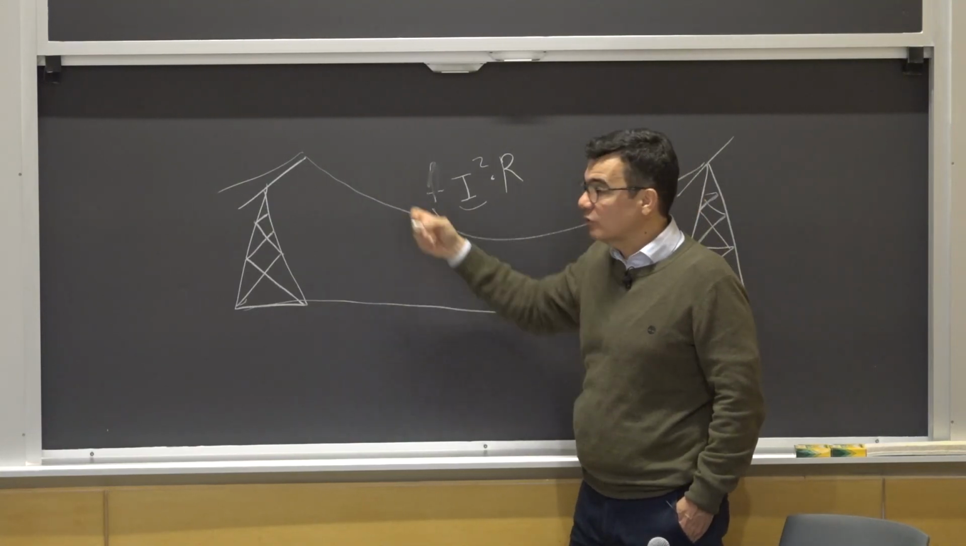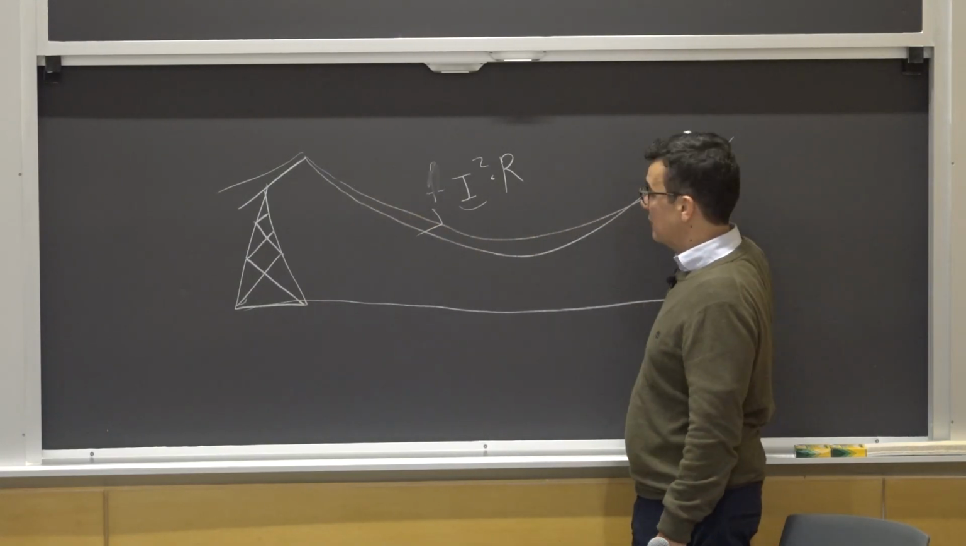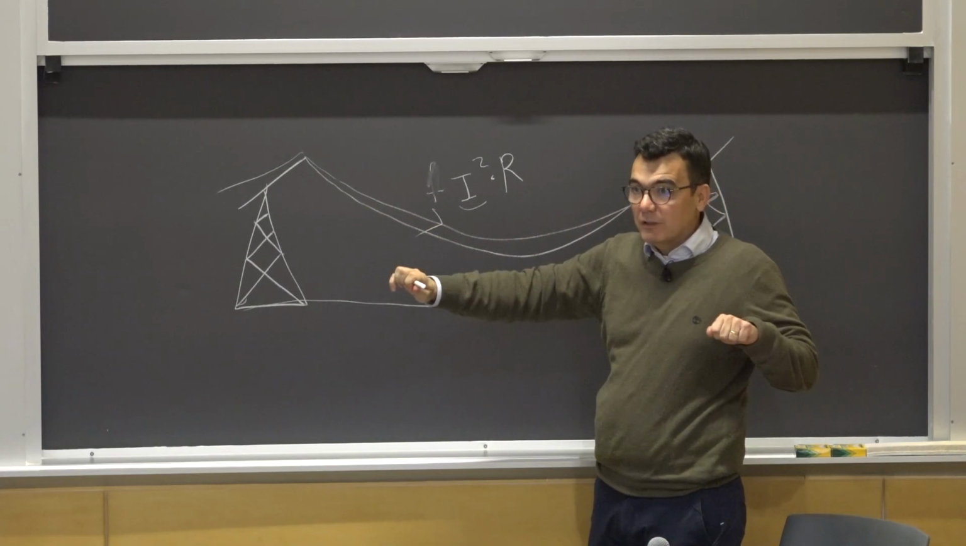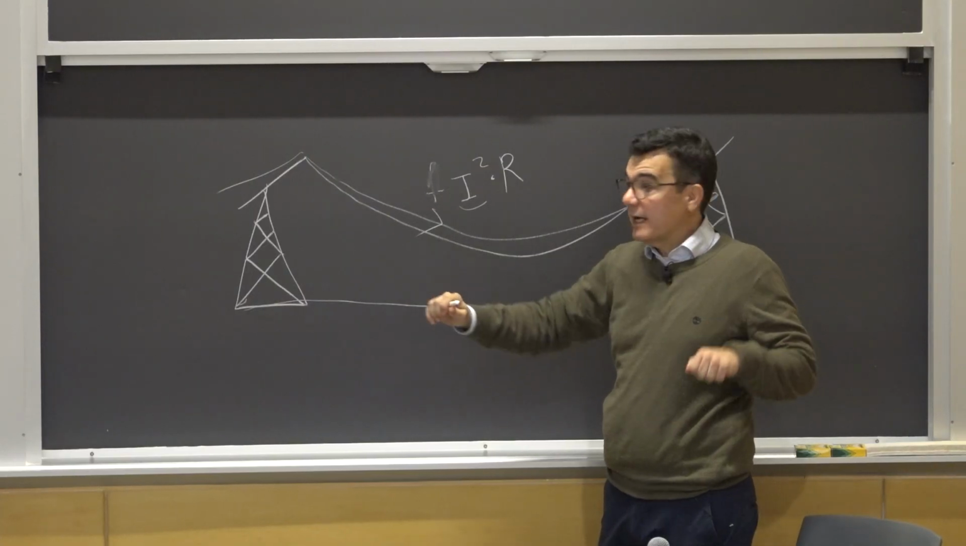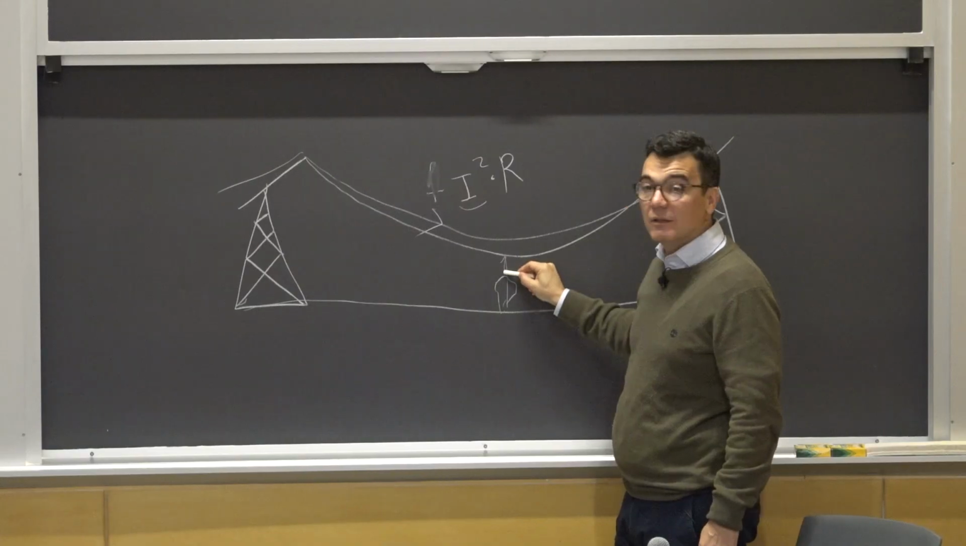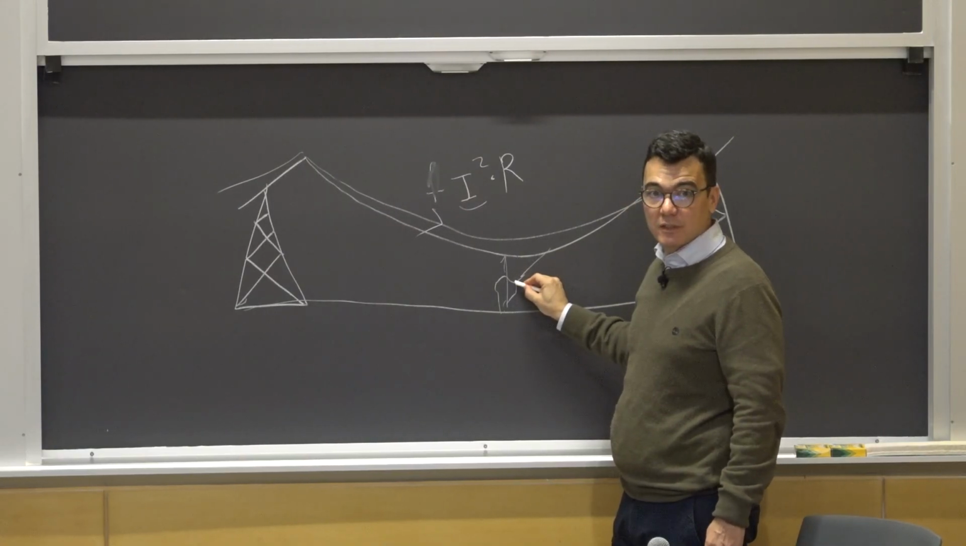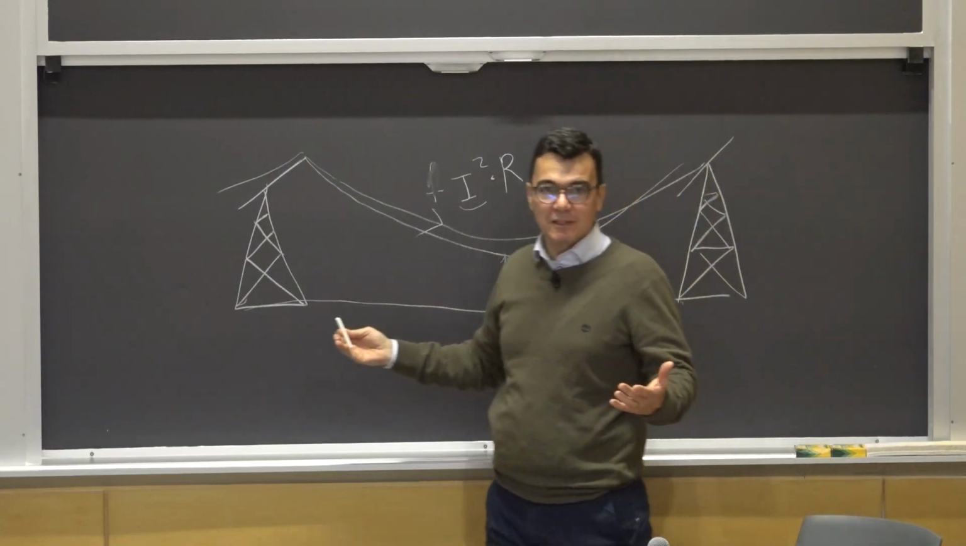What happens with a conductor if you increase the temperature? It expands, right? So the length will be increasing, and therefore the distance to the ground or to a tree will be lower, and then you may have the risk of having a short circuit. So this is the thermal capacity of the lines.